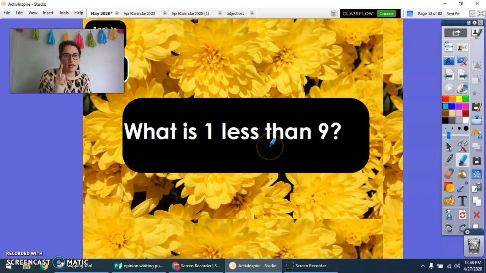What is 1 less than 9? So I have 9. I'm going to take 1 away. How many is it?